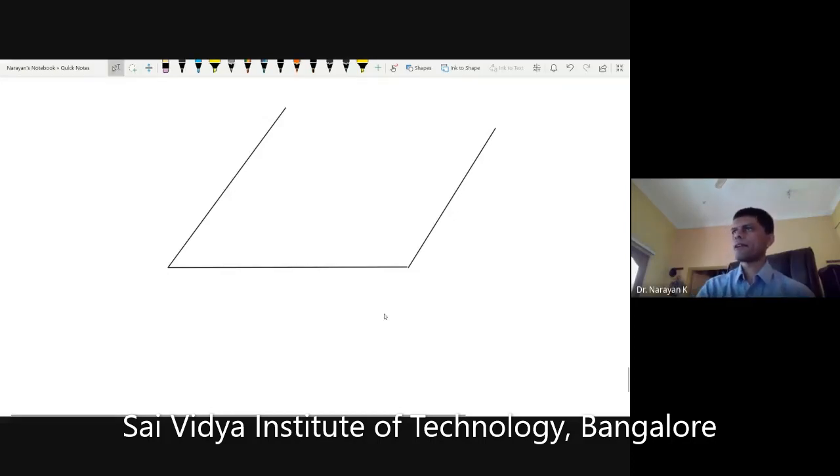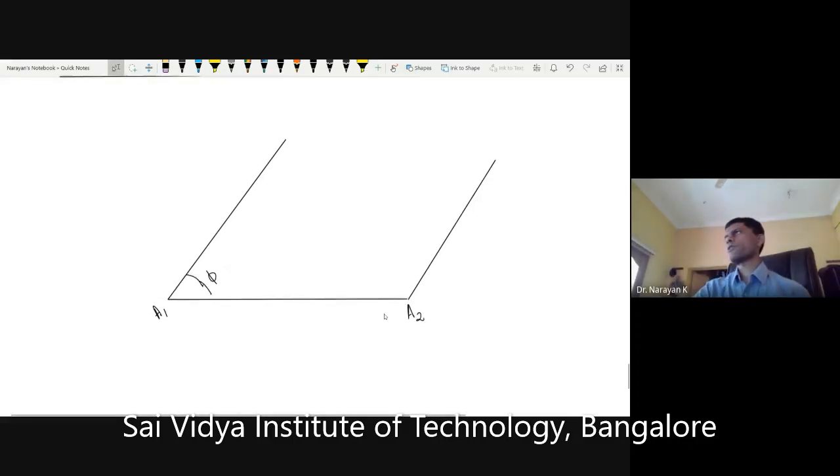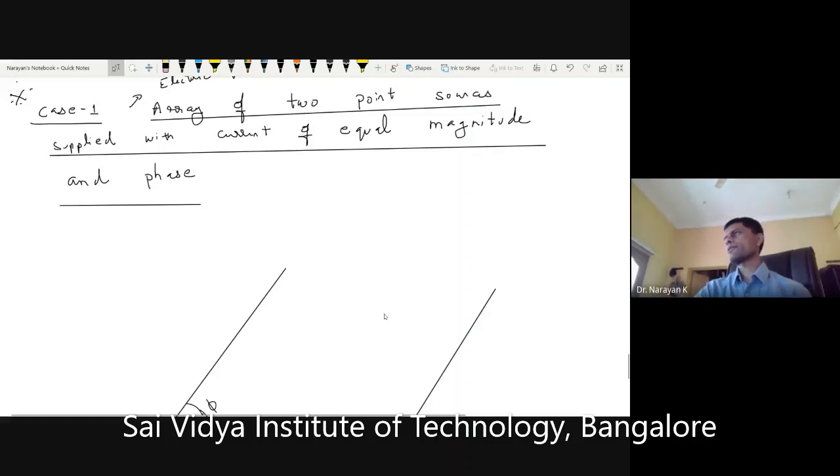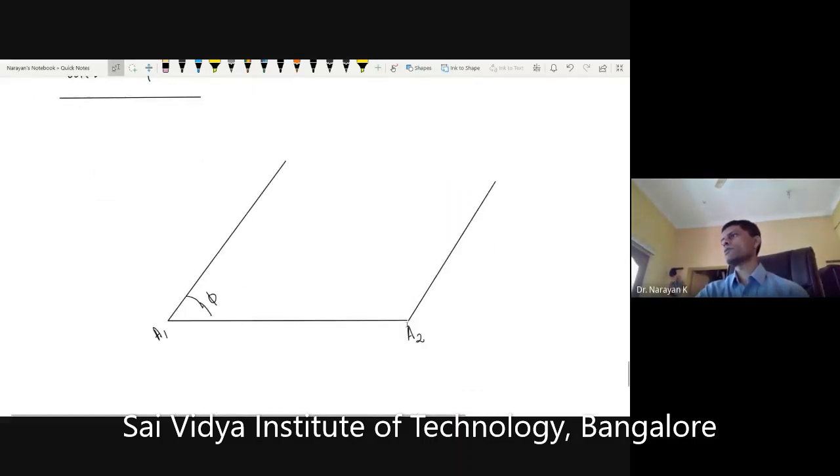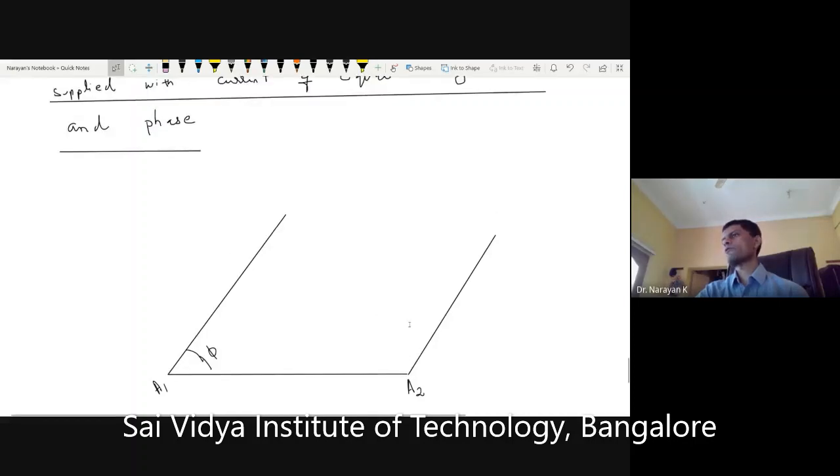This angle is suppose is your phi. This is your point source A1 and this is your point source A2. So you already understood what is a point source. Point source doesn't have a specific shape and size, and this is used to find out the array of 2 point sources. We use this concept of point source. We have also understood what is an array of an antenna, what are the properties of an array of an antenna, and we have also understood why array of antennas are used in the practical scenario.